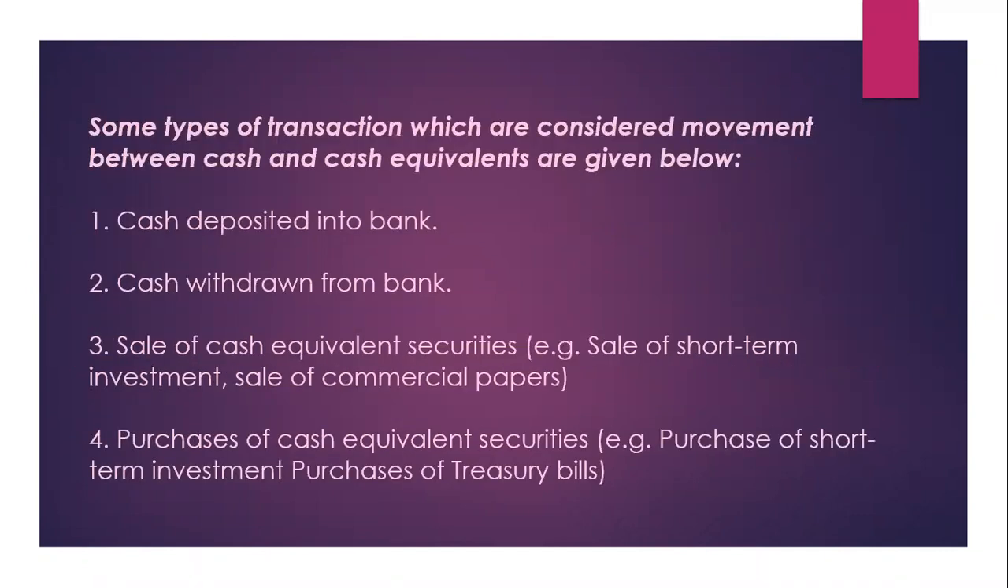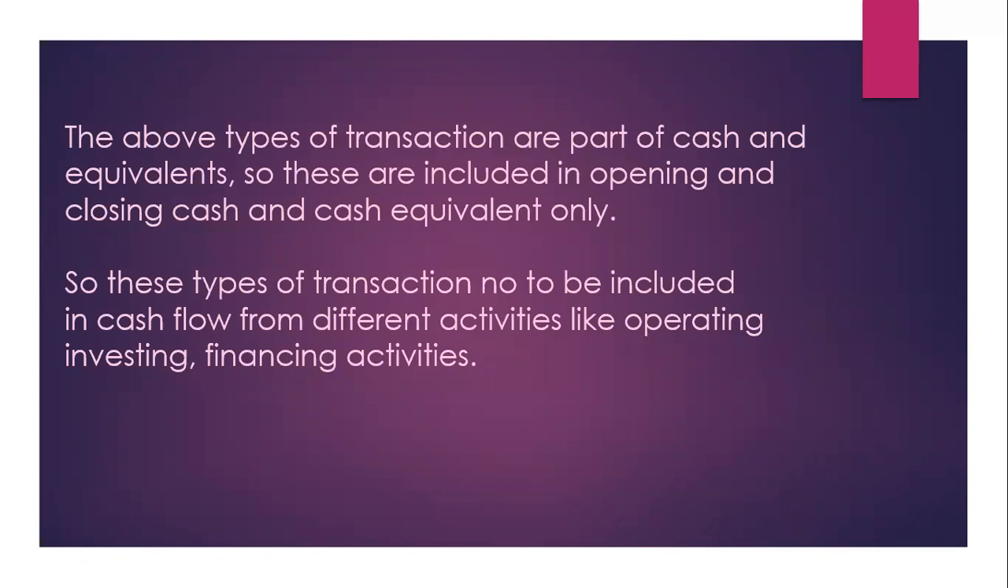Some examples which are considered as movement between cash and cash equivalents are given below. They are cash deposited in bank, cash withdrawn from bank, sale of cash equivalent securities, and purchase of cash equivalent securities. So these items are not included in the cash flow statement.